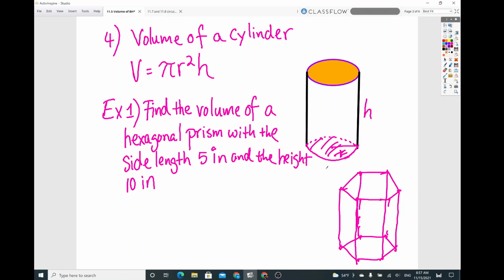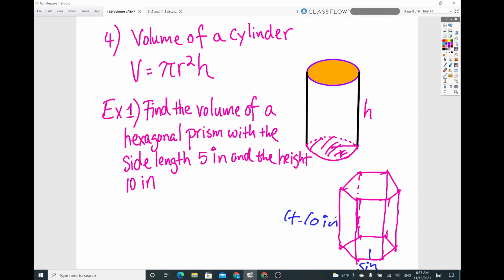One thing that we notice is the apothem is not given. Let me just adjust this bar a little bit to make this one dotted. The side length is 5 inches, that's just the side length of the hexagon, and the height of the prism is 10 inches. So the apothem is actually not given.